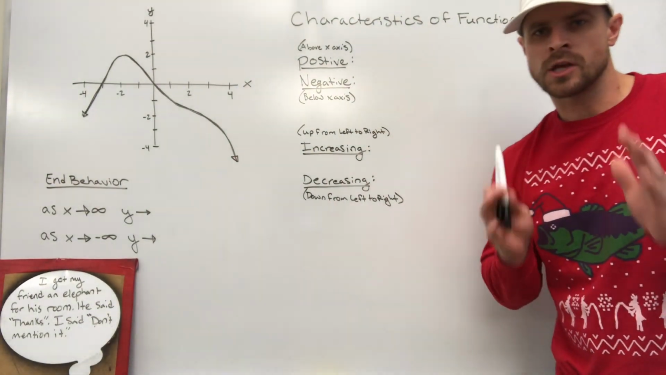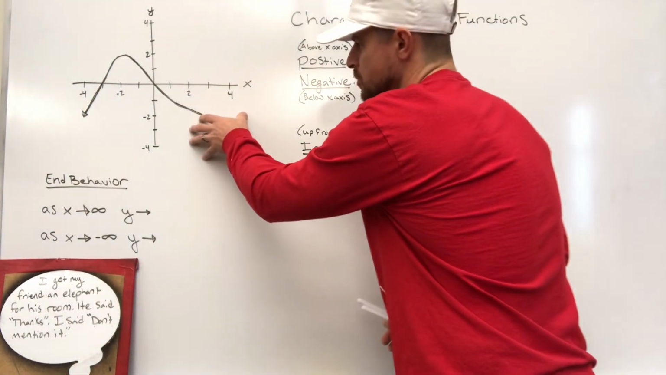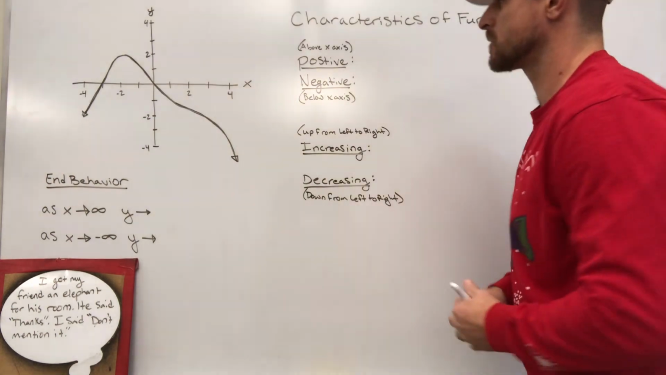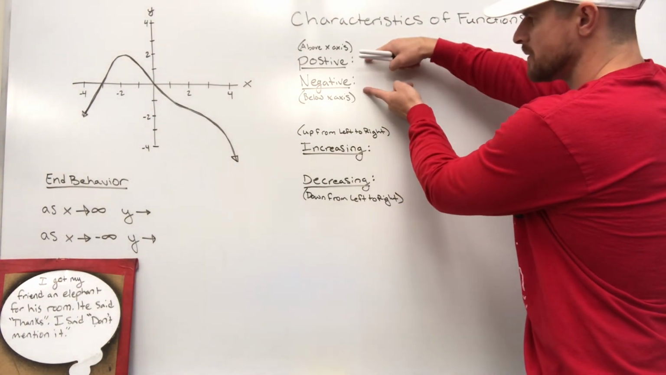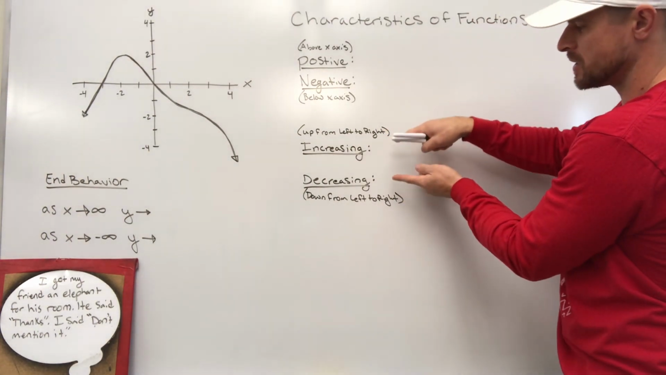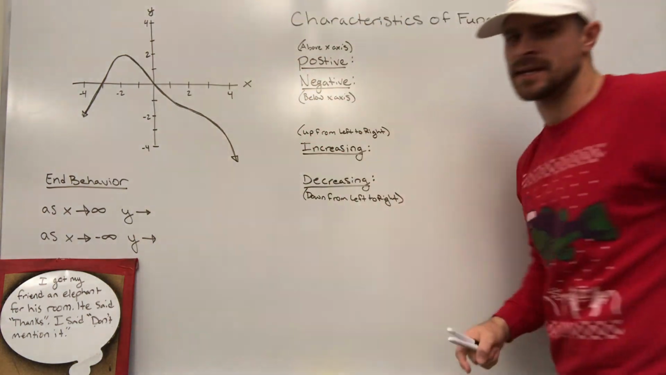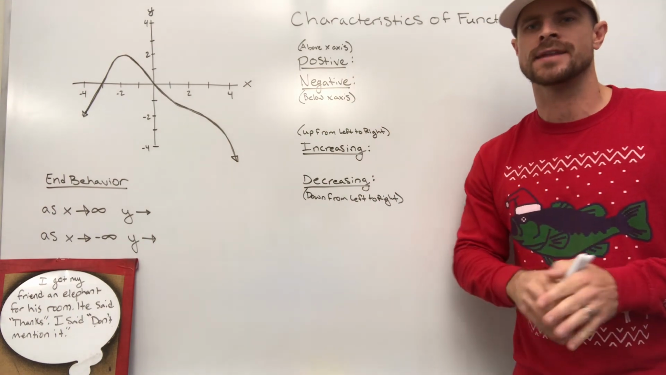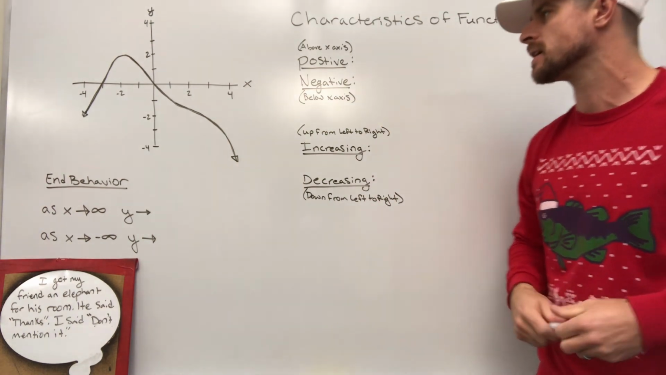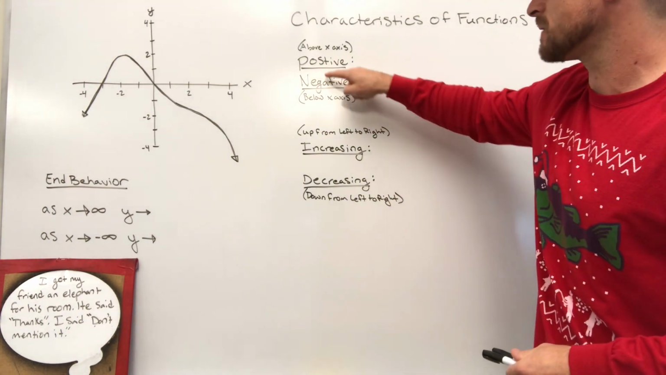All right, in this video, it's all about the characteristics of this function that we're given on a graph. So we've got to talk about our positive and negative sections, where the function is increasing and where it's decreasing, and then we need to talk about the end behavior. So I'm going to break each one of those parts down so that you know how to answer each and every one of these characteristics. So let's start with positive and negative.